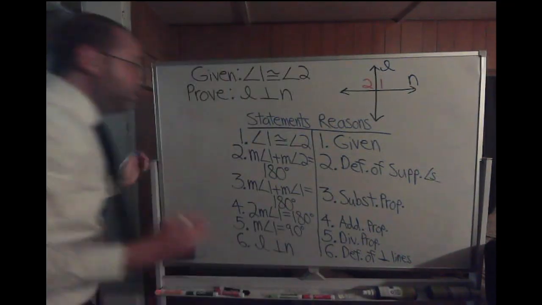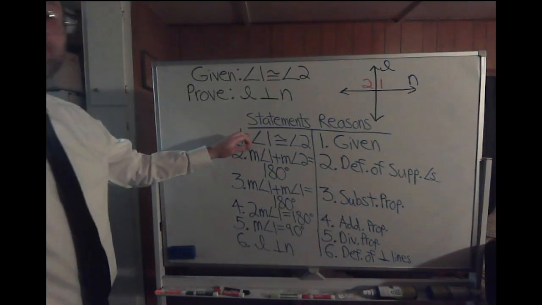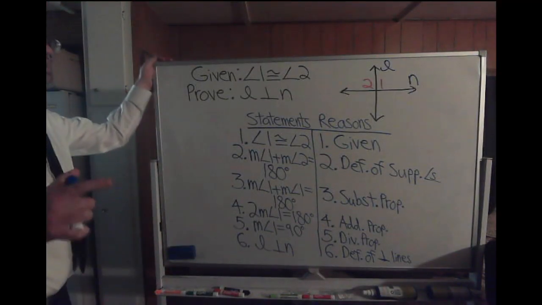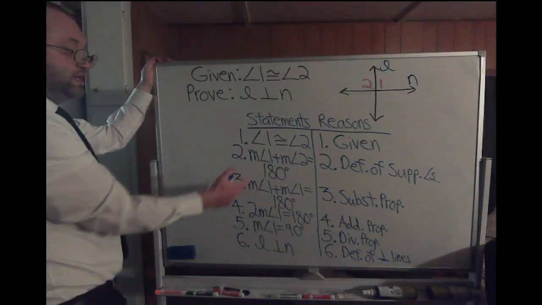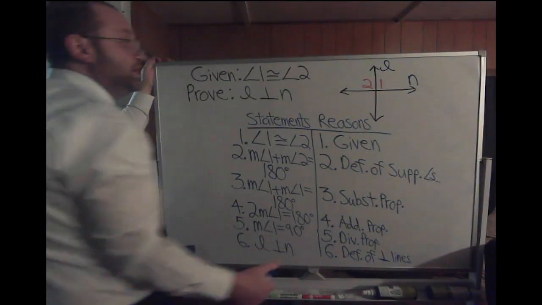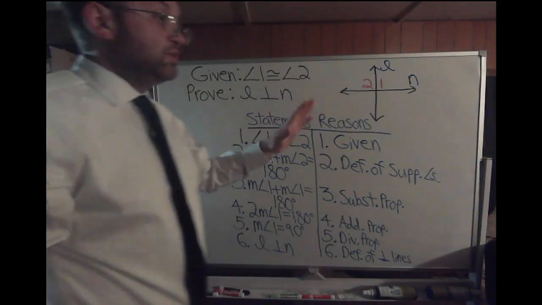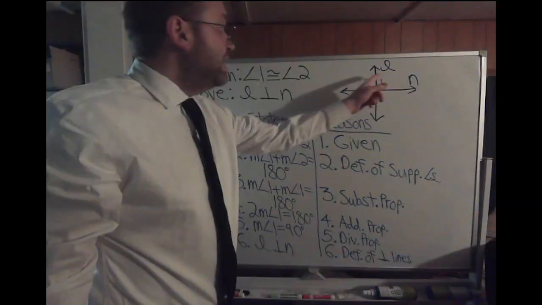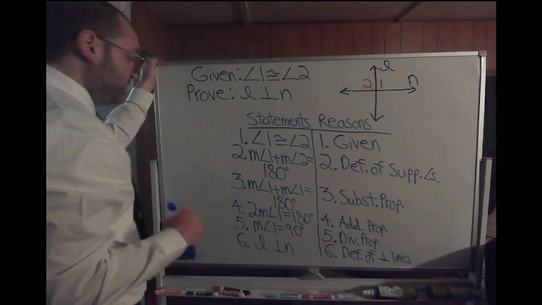Okay, so we started here in our proof. We stated the given information. Angle 1 is congruent to angle 2. That was given to us. The next thing we wanted to do was add the measure of angle 1 plus the measure of angle 2, set it equal to 180 by the definition of supplementary angles. It's very clear that even though we don't know yet that they're perpendicular lines or 90 degrees, whatever the values of these two are, if you add them together, you'll get 180 degrees. That much should be clear to start.